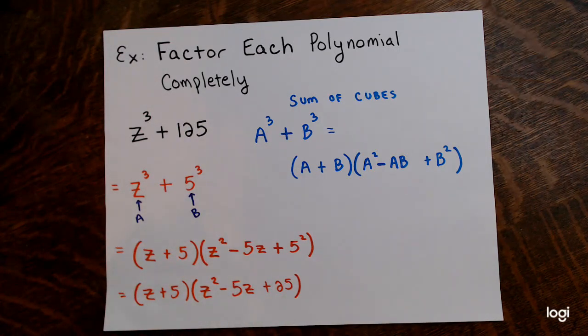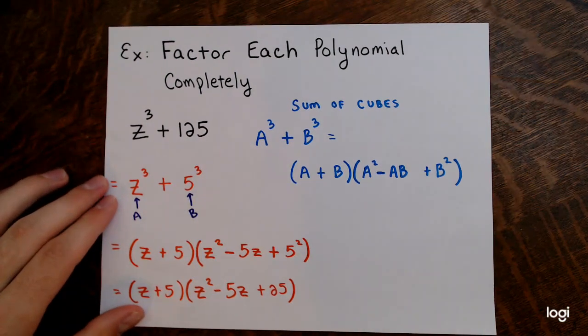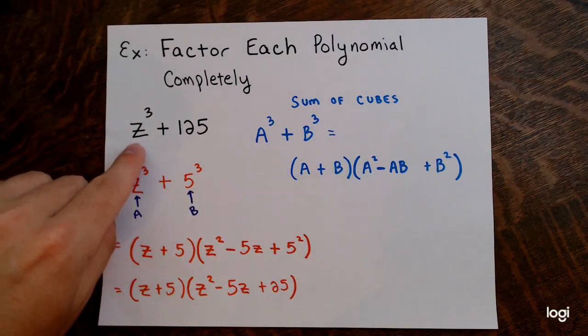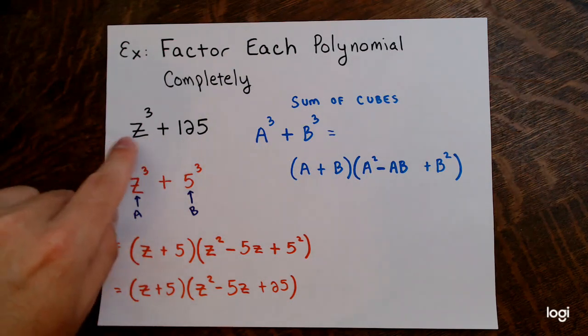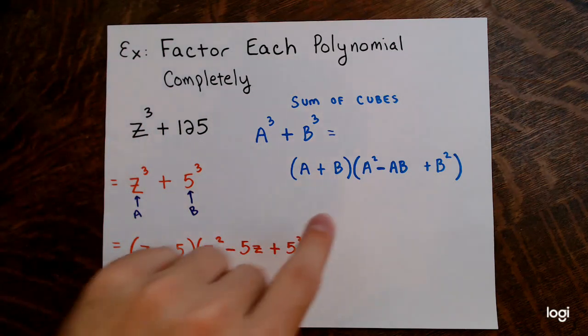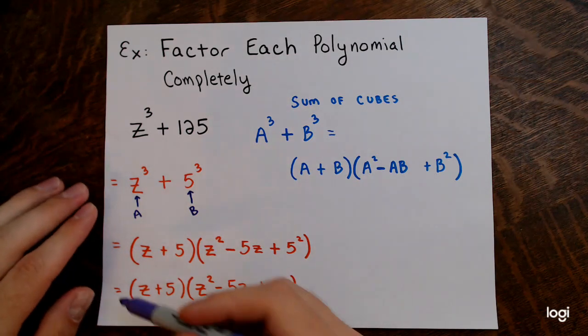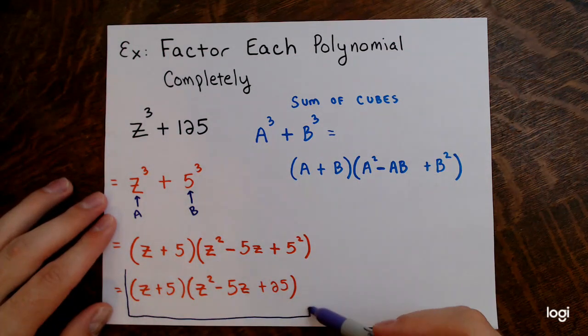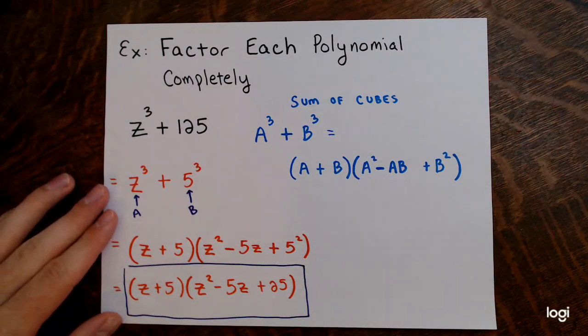But I'll tell you right now, for these sums of cubes and also differences of cubes, if you've already pulled out the greatest common factor in the beginning, which here there wasn't anything, it was just 1, the a squared minus ab plus b squared is going to be prime. You're not going to be able to factor this any further. So z squared minus 5z plus 25, you can't factor that over the integers any further. Okay, so this is it right here, the factored form of z cubed plus 125.